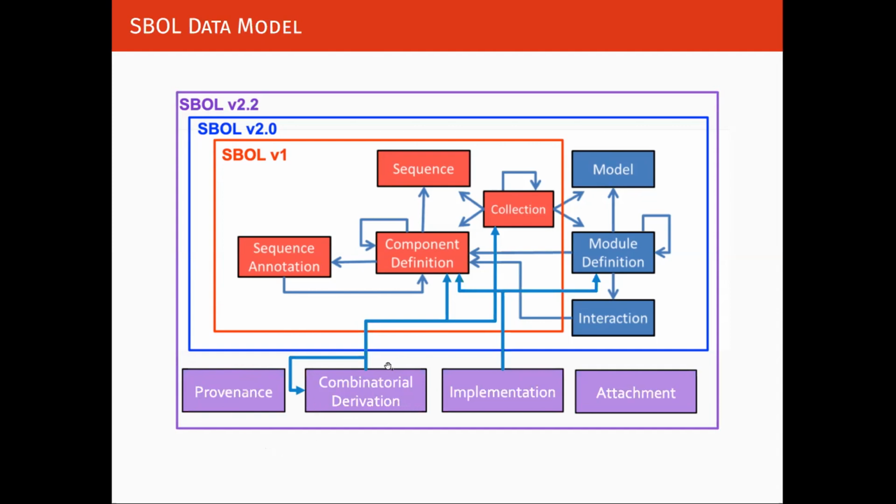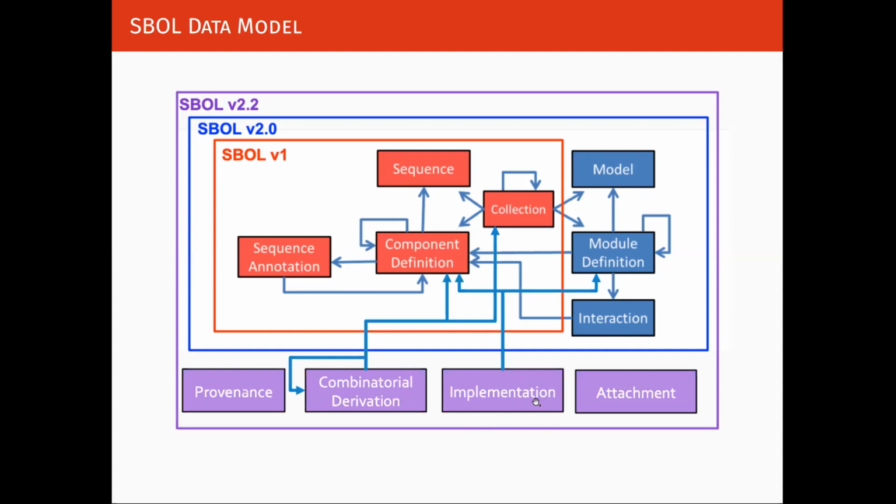The combinatorial derivation classes is one I alluded to before. I think I'll explain it in more detail a bit later. But basically what it allows you to do is express, I have a design, let's say I have a design with a specific promoter and coding sequence, but I want to try 10 different ribosome binding sites and 20 different terminators. So it allows you to express this design variability.